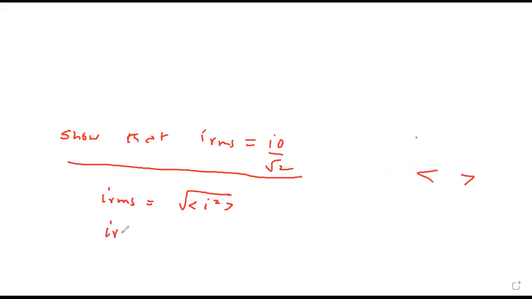So that means I RMS square will be I, which is I naught sine omega t, squared. I'm squaring both sides, so this root and this square will get cancelled. Clear this much?